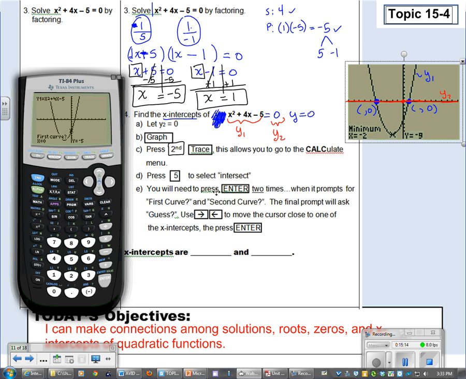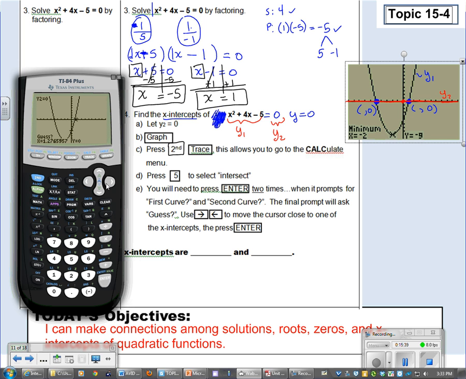And then you will need to press enter 2 times. You're pressing enter 2 times when it prompts you for the first curve and the second curve. So I see first curve, there's my 1. Second curve, there's my 2. Now it will ask for a guess. You need to use the arrow keys, either left or right, to move the cursor to the one intercept that you want to find. So the first one we want to find, let's do the one that's on the right.